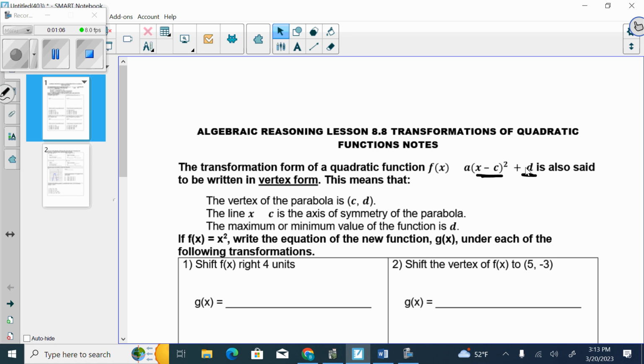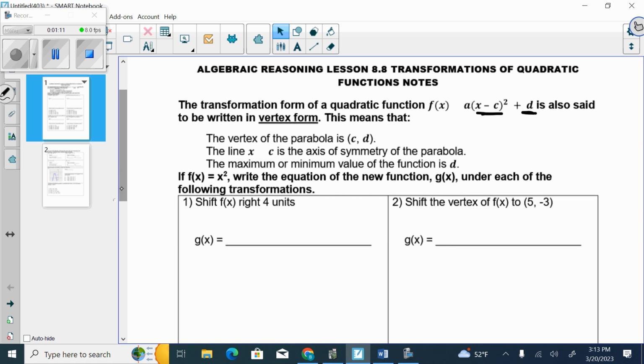Okay. So it says on here, if f of x equals x squared, write the equation of the new function g of x under the following transformations. All right, so the first thing that we're going to do is just write the equation like what we've been practicing doing. Okay, so we know that anytime we have a function, it looks like this equation up here, right? Okay, and we're going to write down whatever changes they say are happening.